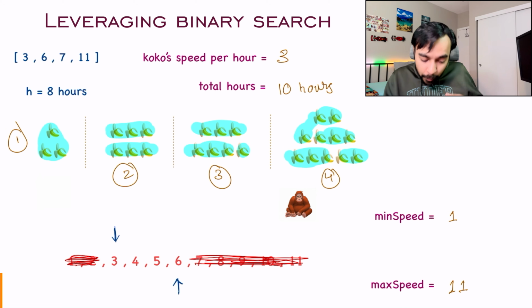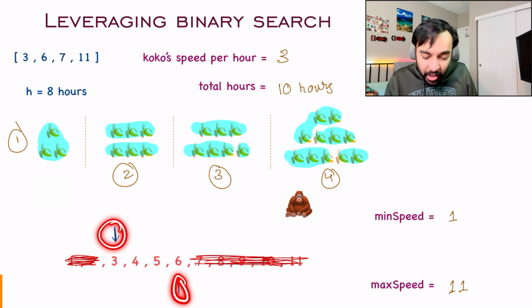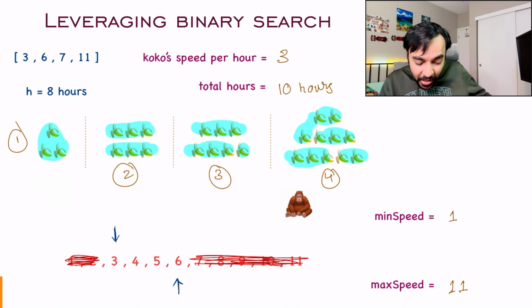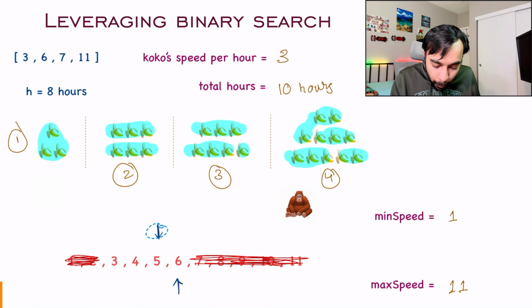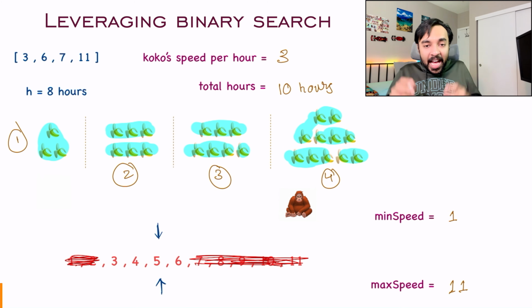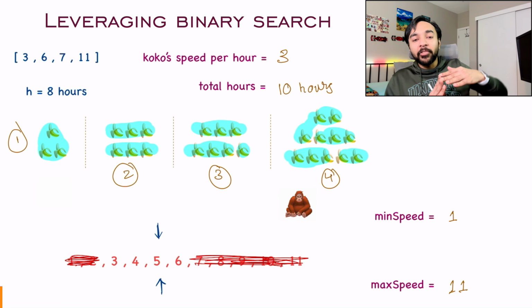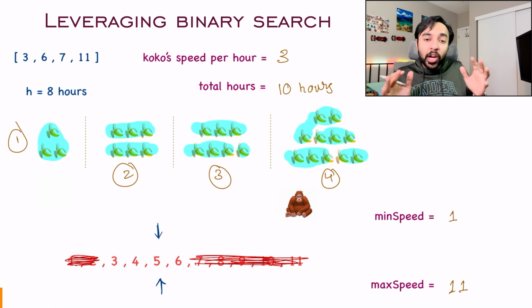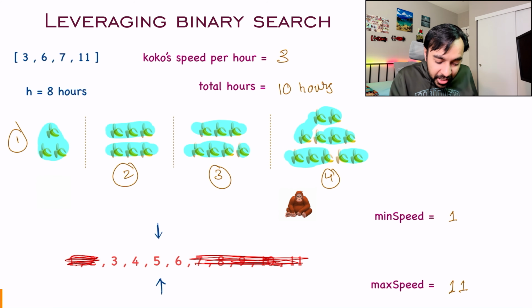Once again, what will you do? You will look at the high pointer and the low pointer, try to find out a mid value, and then once again try to find out the total hours. And you will keep on doing this until both of these pointers meet. As soon as both of these pointers meet, you know that this is the optimum value by which Koko can finish all of the bananas within the specified time.